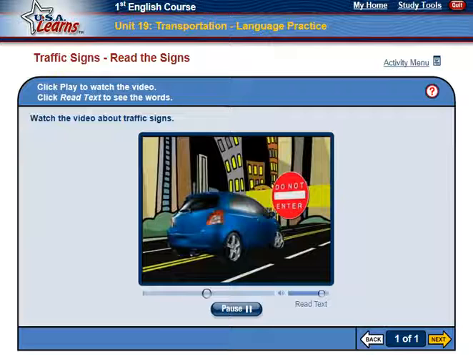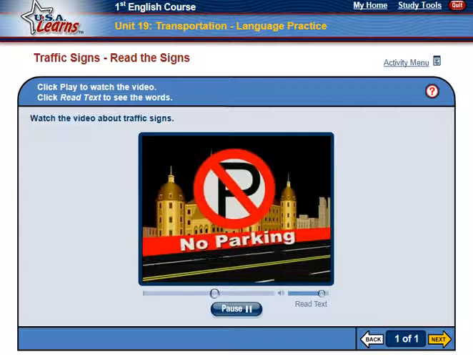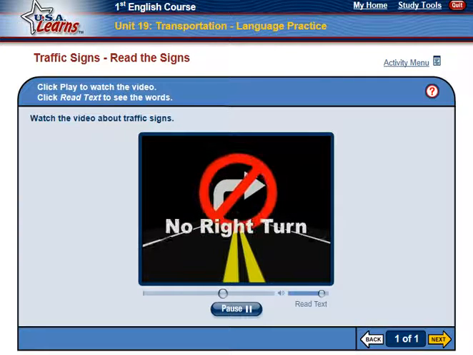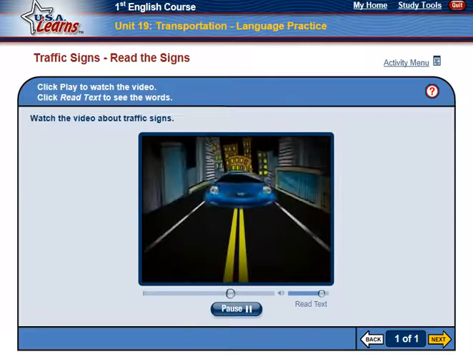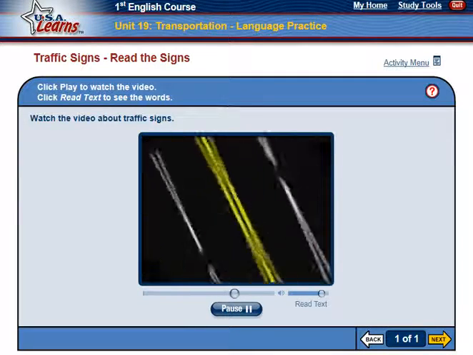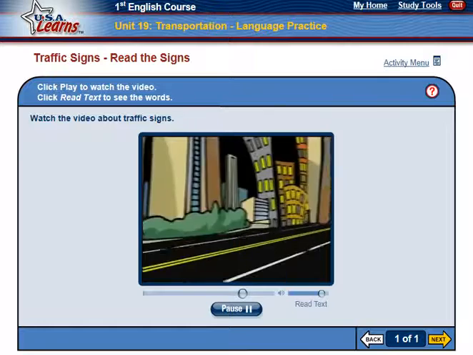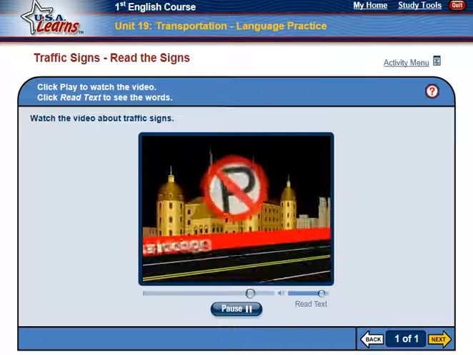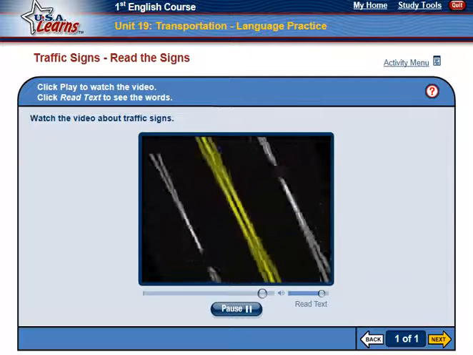One way, no parking, no left turn, no right turn, no U-turn, stop! Speed limit, do not enter. One way. Parking. No left turn. No right turn. No U-turn. Stop!